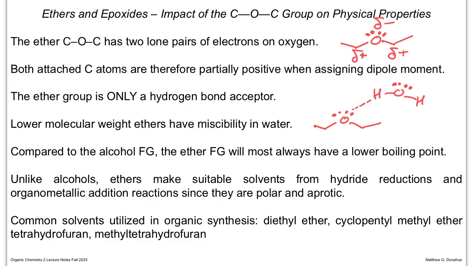So have you used a separatory funnel in lab? When you pour water in there, you pour ether, you're going to see a phase split, but there's still a little bit of that ether that goes into the water. Because ethers do not have an OH group, they'll typically have lower boiling points than the corresponding alcohols of the same carbon count. And they're useful as solvents because they're inert.